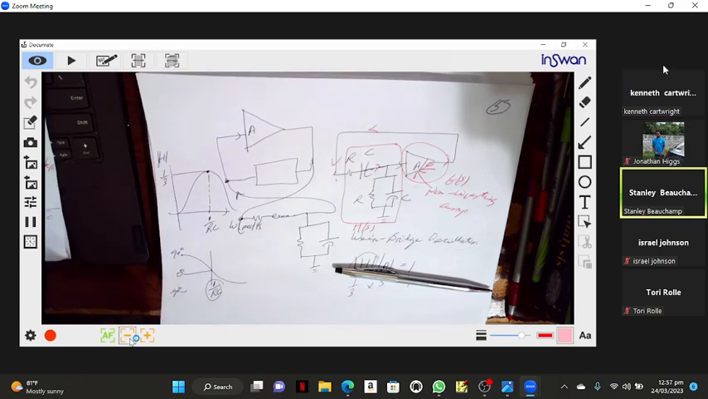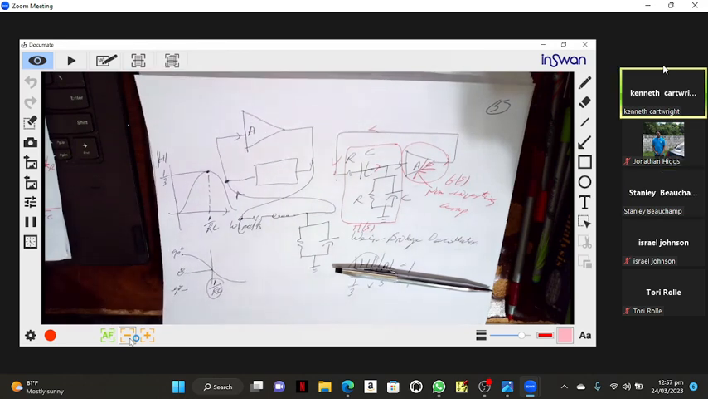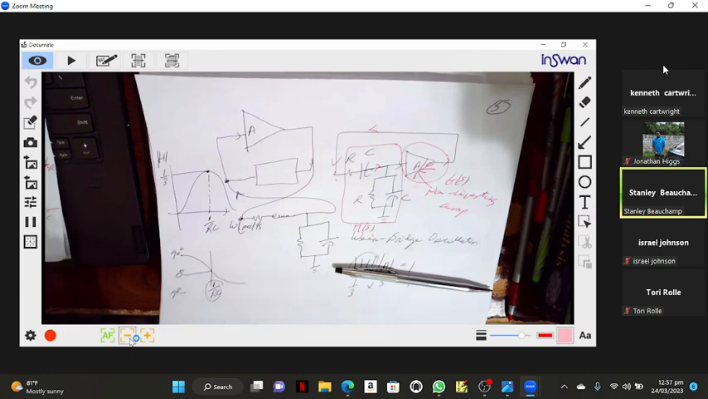That means RF should be 2 times greater than RI. Mr. Beauchamp, the formula is 1 plus RF over RI for the gain, and then plus 1. Yeah, plus 1 again. Sorry, what did you say, Mr. Beauchamp? What did you say?